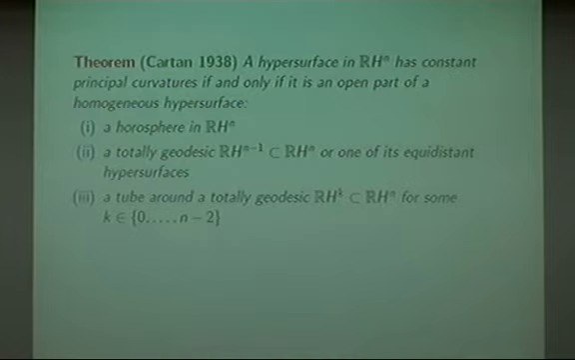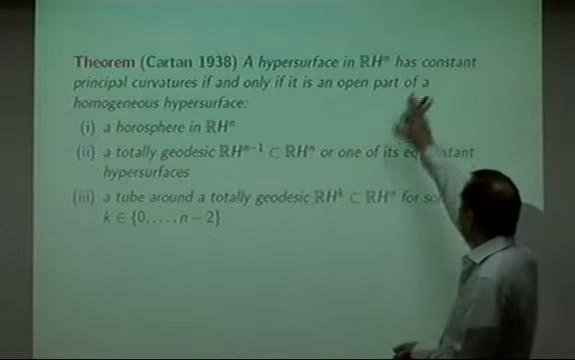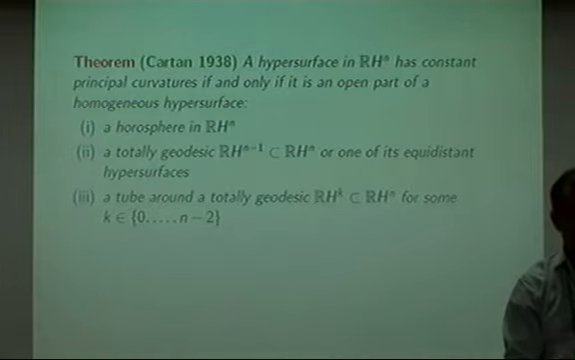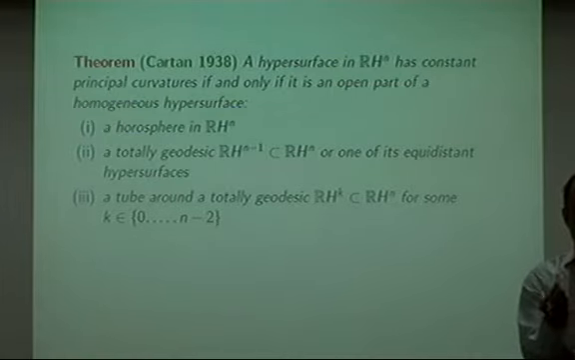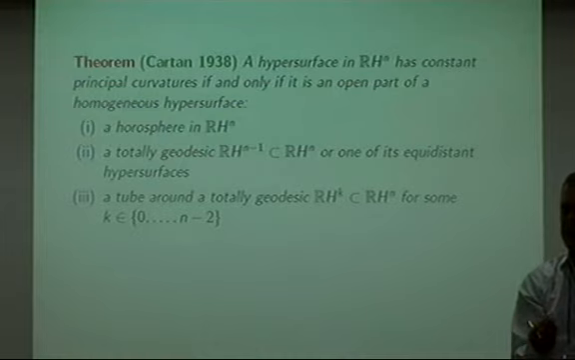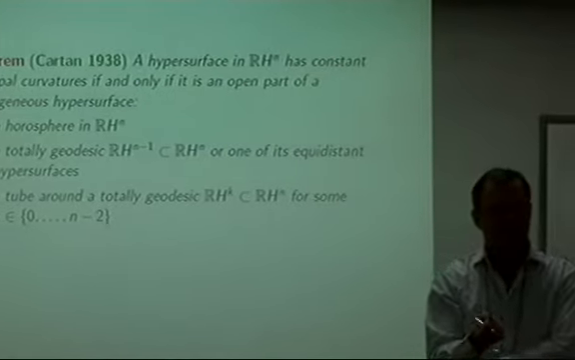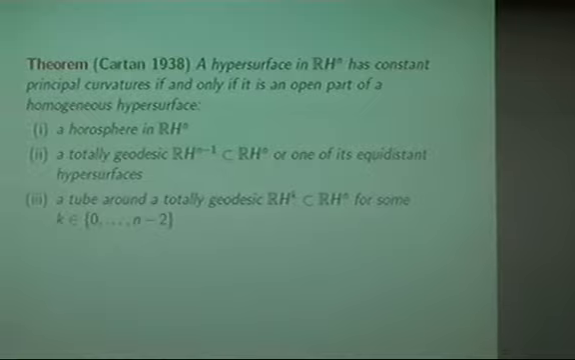Yeah? And this is quite remarkable, because we start off with a condition of constancy of principal curvatures. Yeah? So we have these principal curvature functions. We just require that they are constant, and as a consequence we get a condition on the isometry group of the hypersurface. It's a large isometry group, so in fact what we get is a homogeneous hypersurface, and that's quite remarkable in this result. It's not obvious at all.